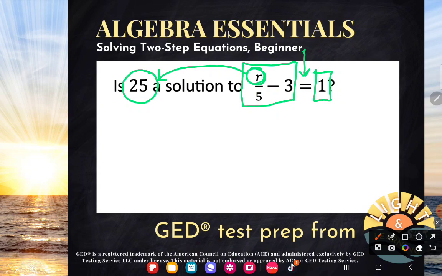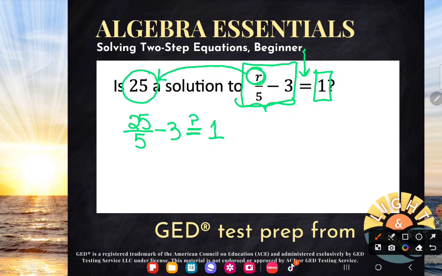So that's only a solution if you take it, let's see, it's 25, that's what we're going to check, and divide it by 5, and then subtract 3. Look, I'm just plugging it into this. I'm trading out R for the number 25. And I want to see if I do all that, will it give me, I'm going to use this question mark equal sign. You don't need to know it for the GED, but I'm a mathematician. We use that symbol to ask ourselves a question. So I'm asking, is 25 divided by 5 minus 3, is it equal to 1?